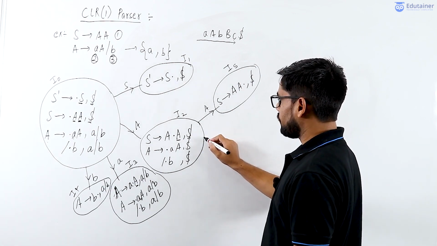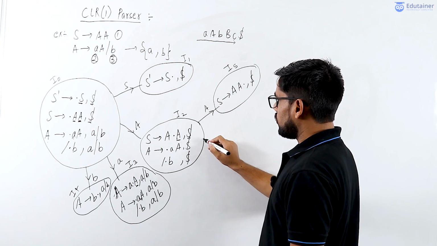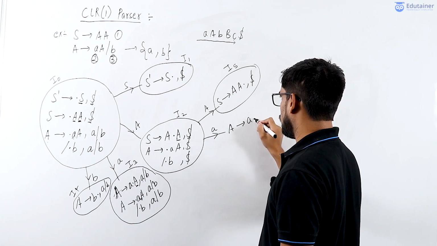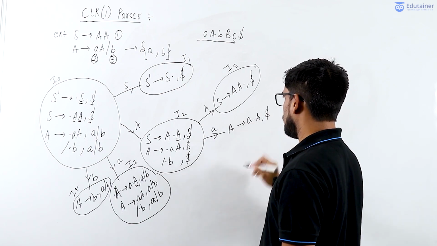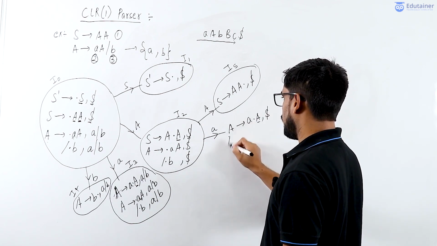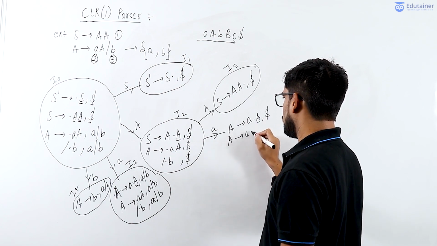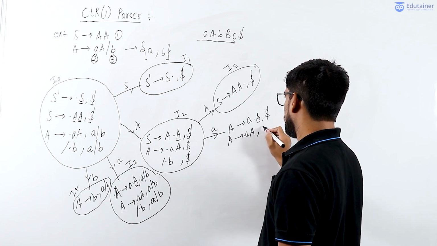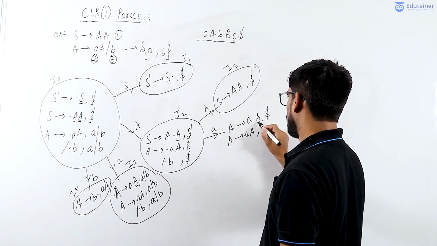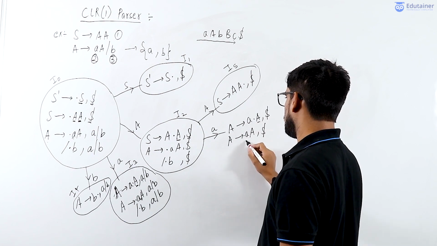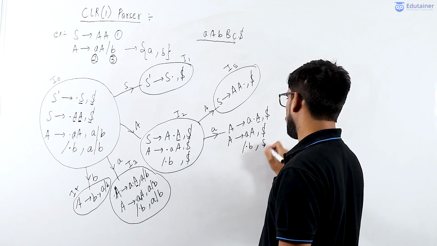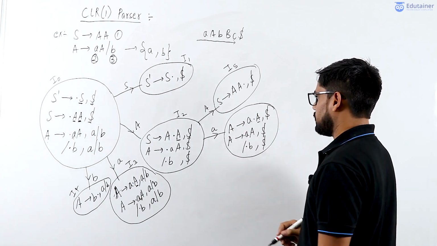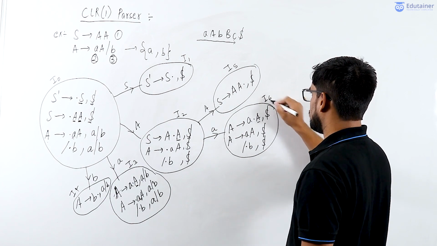On small a, A derives a dot A dollar, and because of this A, I have to add the production of A again. A derives dot AA, and what will be the look ahead symbol? After A, dollar is present, so dollar will be added, and for B also dollar will be the look ahead symbol. Okay, and let's call it as I6 state.